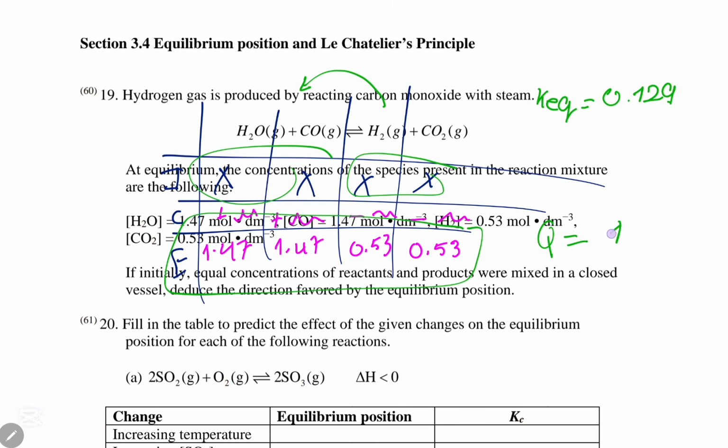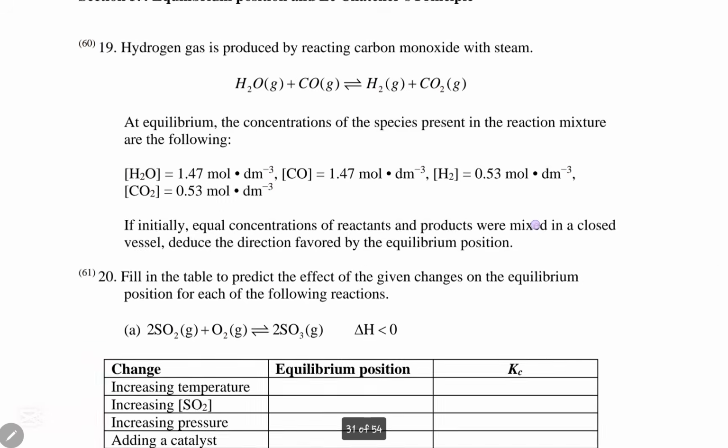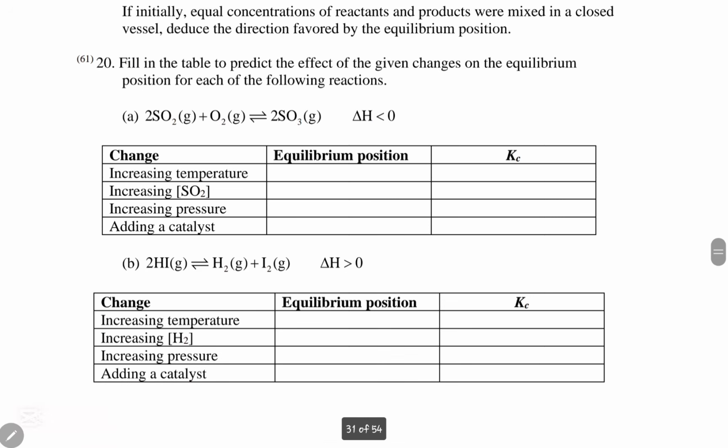So Q is greater than K equilibrium. Because of this, I can say that the backward reaction is favored. That's it for question 19. And now finally, last but not least, the last and final question: fill in the table to predict the effect.